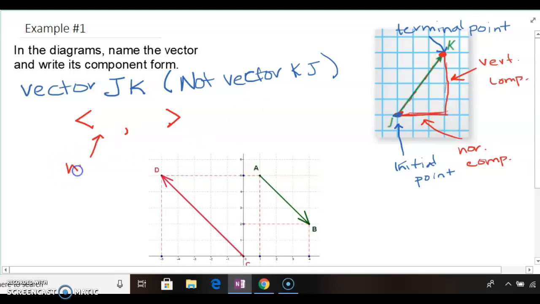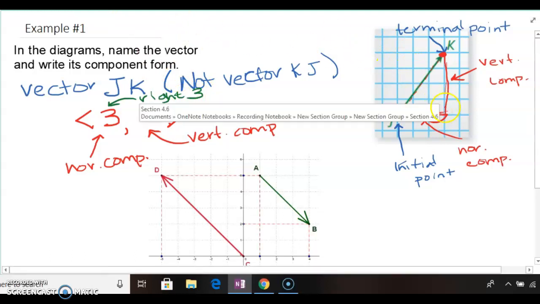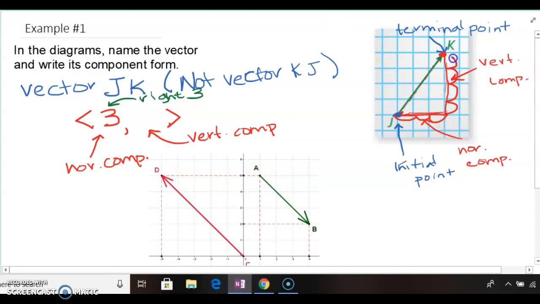So right here is my horizontal component, and right here is my vertical component. So all I'm going to do is count now. Okay, I'm going right 1, 2, 3. So I'm going right 3, and then I'm going to go up 1, 2, 3, 4. So right here would be a 4, and that represents up 4.